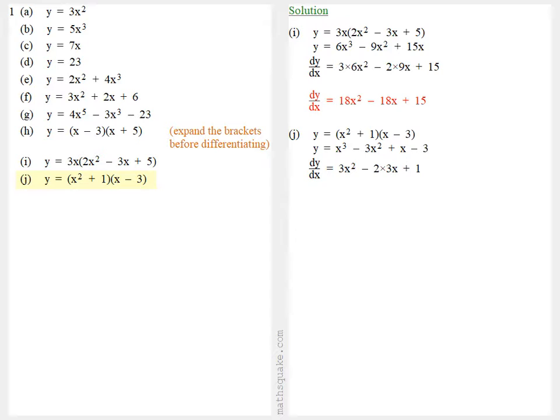Now to differentiate, x cubed becomes 3x squared. Minus 3x squared becomes minus 2 times 3x. And x, or 1x, just becomes 1. So that simplifies to dy by dx equals 3x squared minus 6x plus 1.